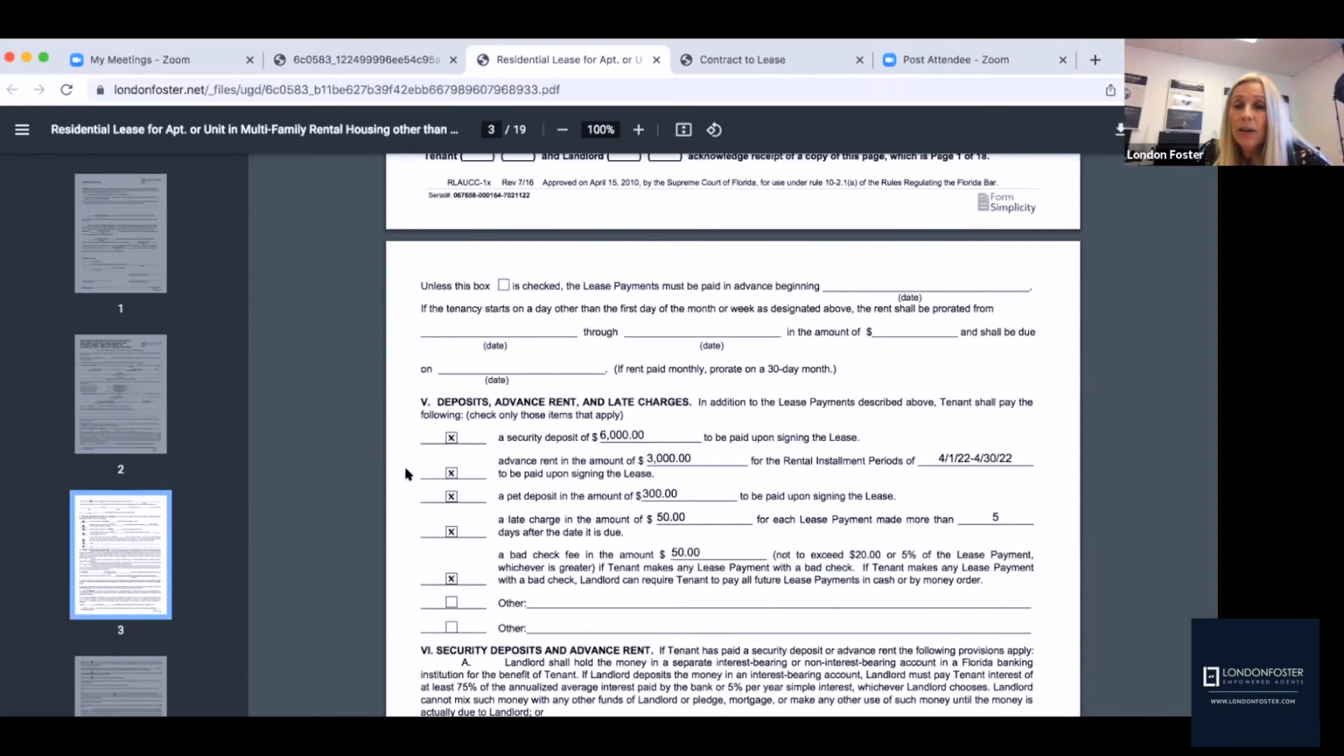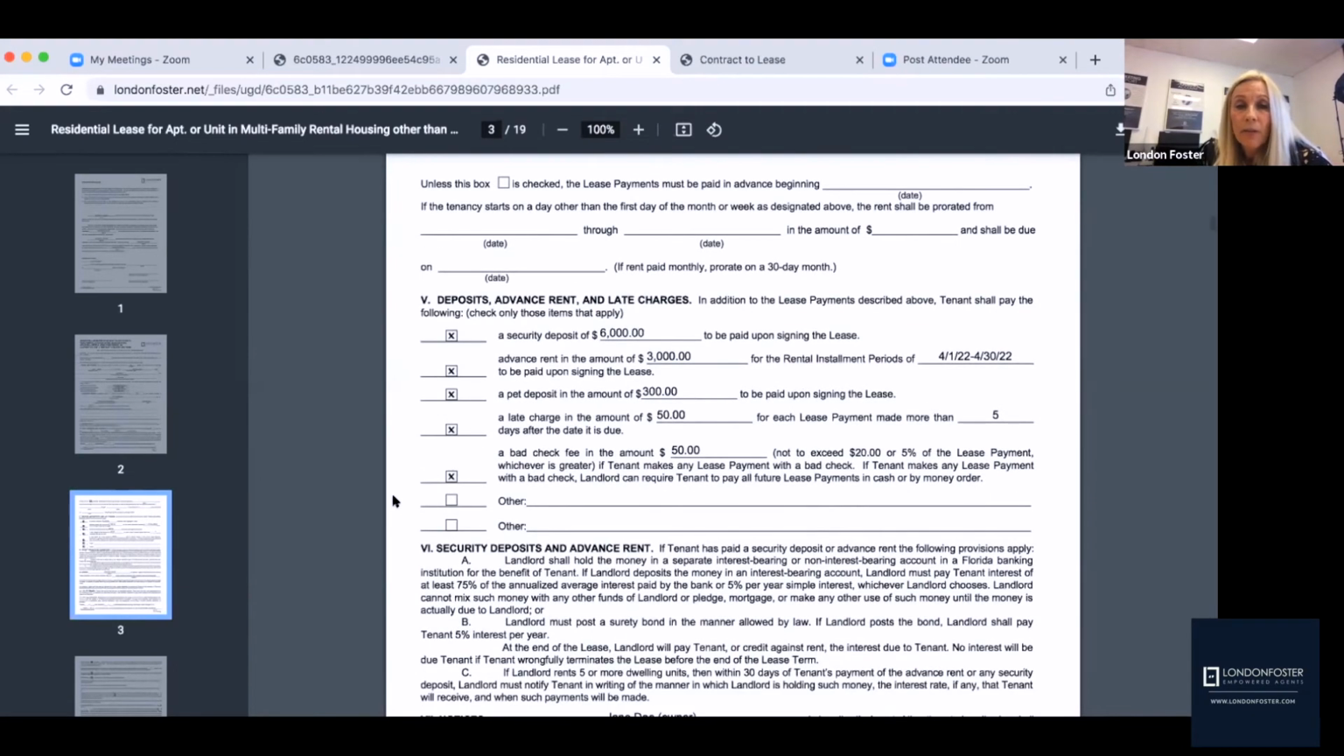That's put here. Advance rent, they're paying the first month up front that they gave already to London Foster. That's our deposit, but it's still advance rent, $3,000. It's for 4/1/22 to 4 here. This is an additional month in addition to the deposit, the first month. Pet deposit of $300. Again, that's taken exactly from our contract to lease.